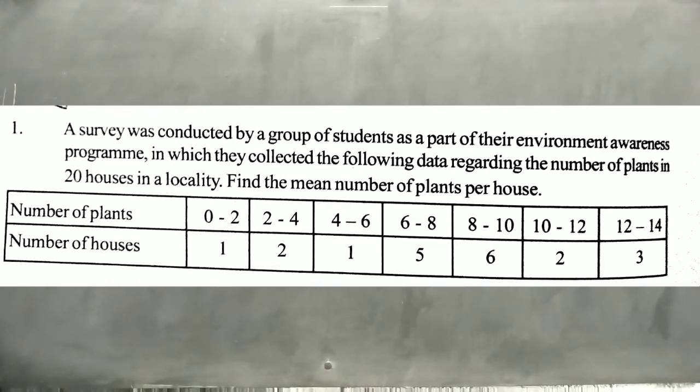so given number of plants 0 to 2, number of houses 1; 2 to 4, number of houses 2; 4 to 6, number of houses 1; 6 to 8, 5; 8 to 10, 6; 10 to 12, 2; 12 to 14, 3. So here we are given class intervals and the respective number of houses, which means they are the frequency. Now we are going to solve this.